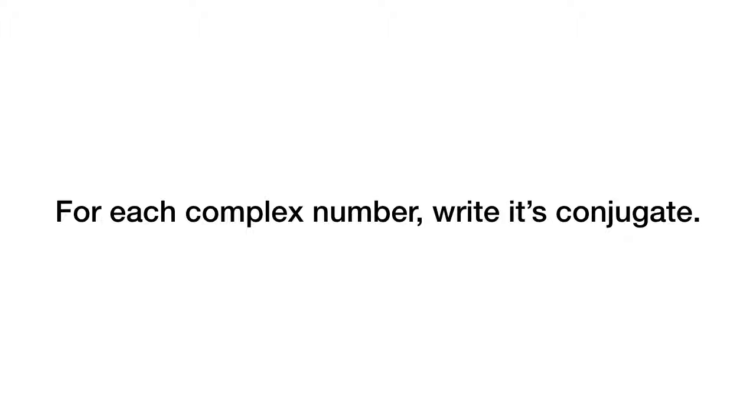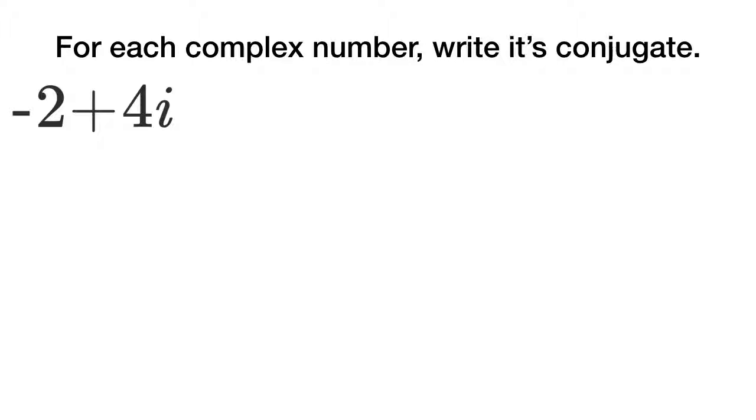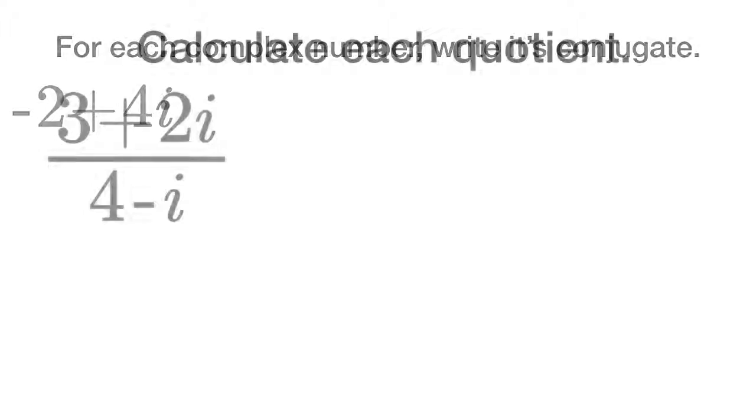All right, now we're going to write a conjugate. Now, a conjugate is where I take a complex number and the beginning stays the same. So our first term, in this case negative 2, remains the same. But we find the opposite of its second term. So minus 4i. This is important because it's going to allow us to get rid of our i's whenever they're in the denominator. So let's try this out.